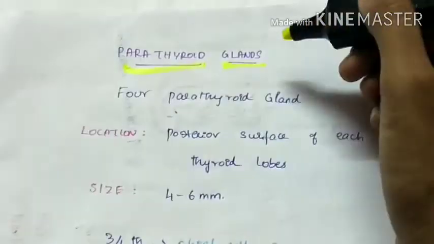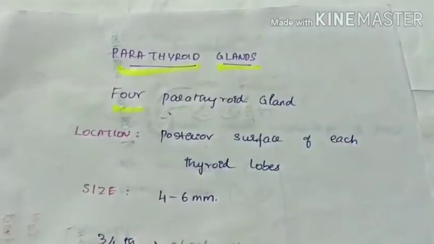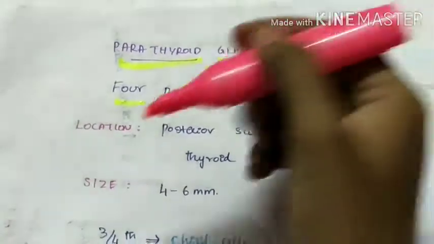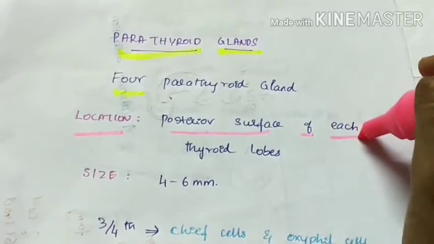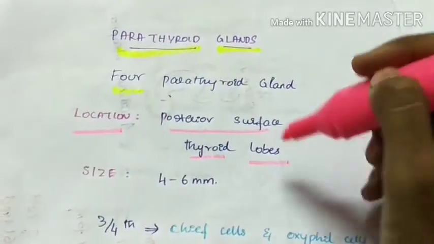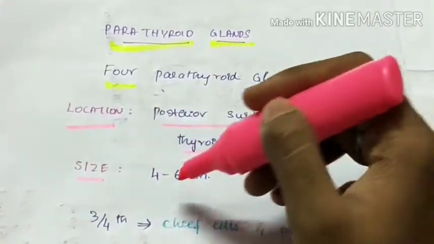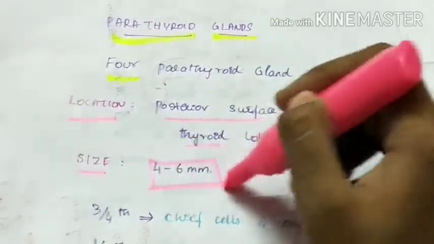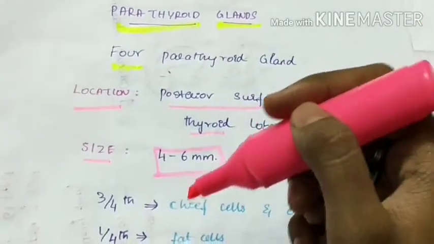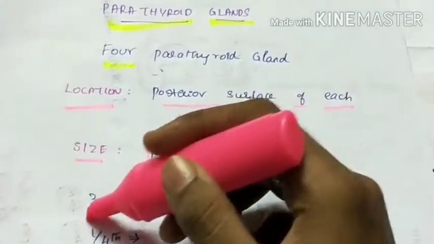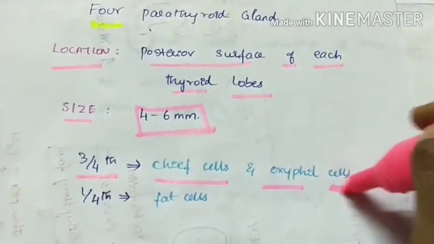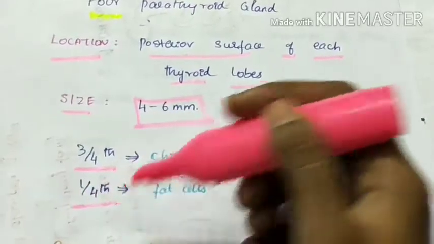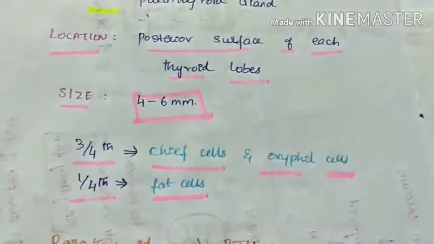Parathyroid glands. They are 4 in number and they are located on the posterior side of each of the thyroid lobes, and size is from 4 to 6 millimeters. Composition of parathyroid glands: 3/4 is made up of chief cells and oxyphil cells, and the remaining 1/4 is made up of the fat cells.